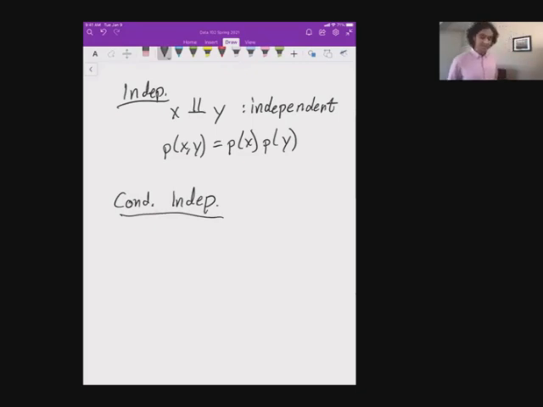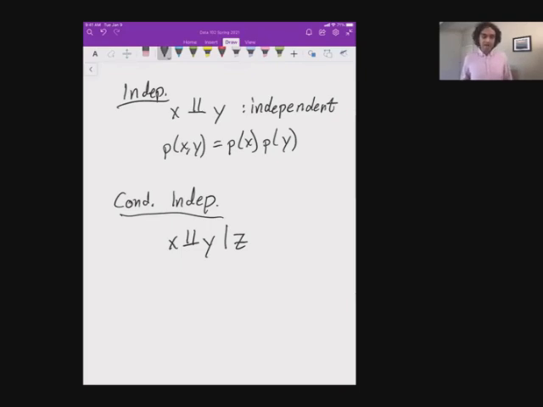Conditional independence is the idea that x and y, maybe they're independent, maybe they're not. But if I know z, then they are independent. If I know a third fact, then these two things are independent. The way we write this notationally is that x is independent of y, conditioned on z. So the same notation for conditioning that you've seen, we use for everything else. And here we're saying x is independent of y given z.